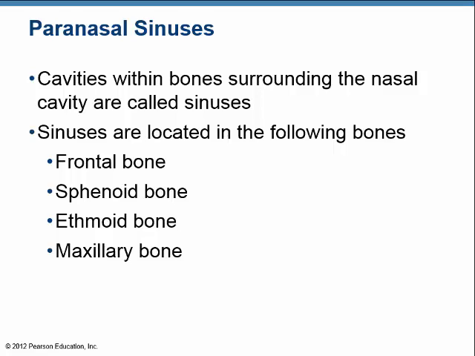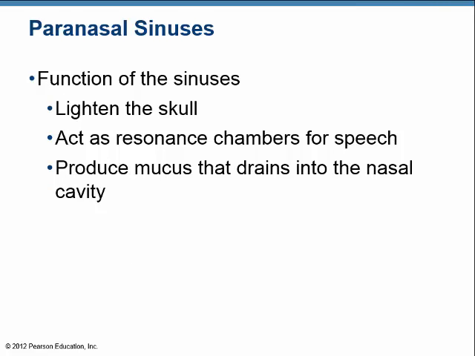There are four bones that contain paranasal sinuses. The paranasal sinuses are cavities within the bones that surround the nasal cavities. The functions of the paranasal sinuses, in addition to lightening the skull by having air-filled chambers instead of solid bone, are that sinuses act as resonance chambers for speech, which you're aware of anytime your sinuses are stopped up. It affects the quality of your speech. The mucus that is produced will drain into the nasal cavity.